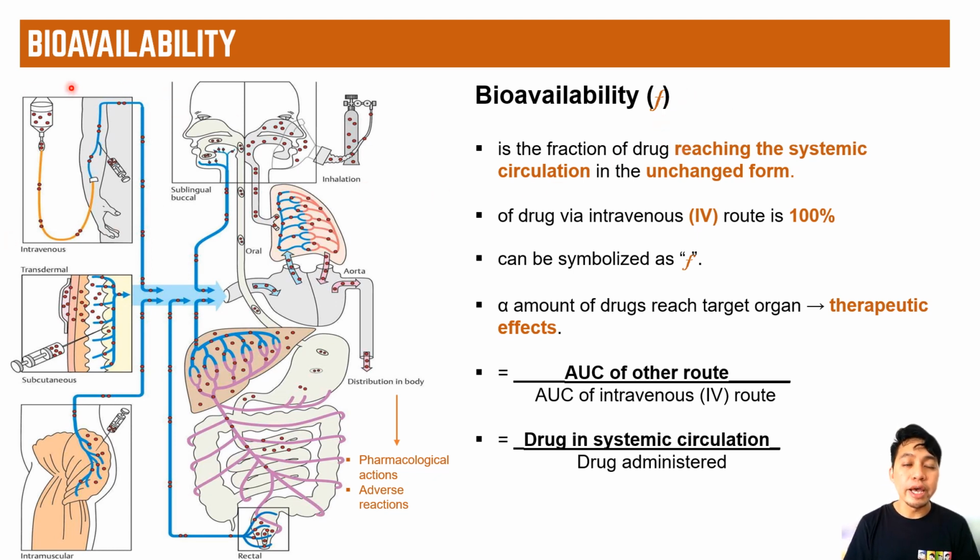Alright, since I have mentioned before, the intravenous route directly delivers the drug into the veins of the patient, we can say that the bioavailability of the intravenous route is 100%, or in other words, equal to 1. Usually, bioavailability as a fraction ranges from 0 up to 1. The bioavailability can be calculated using this equation.